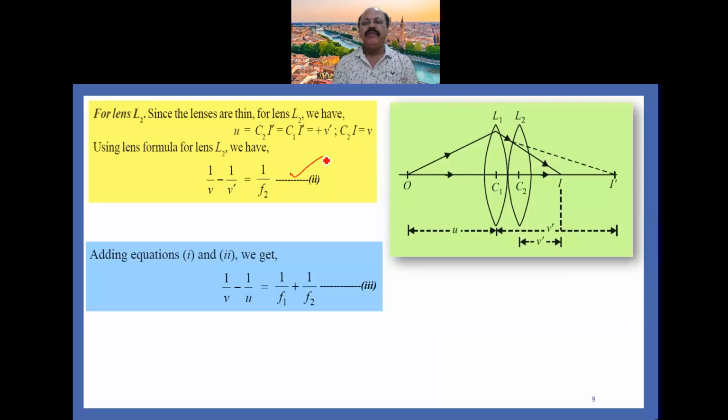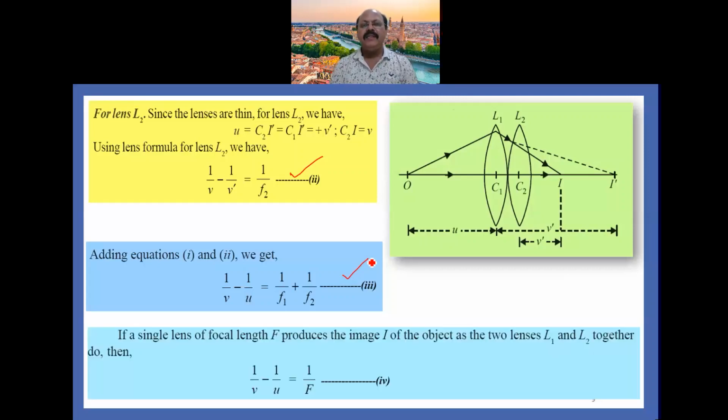equals 1 upon F1 plus 1 upon F2. In it, when we are adding, then 1 upon V' gets cancelled. Then mark this equation number 3. If a single lens of focal length F produces the image I of the object as the two lenses L1 and L2 together do, then 1 upon V minus 1 upon U is equal to 1 upon F. Mark this equation number 4.